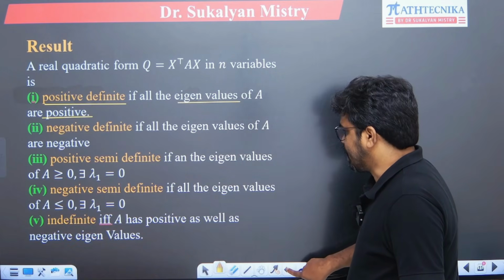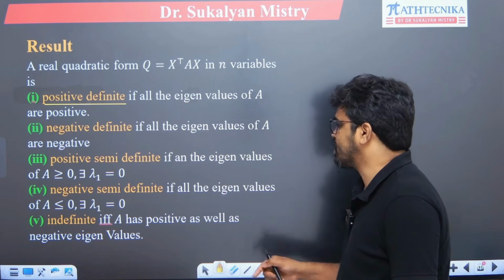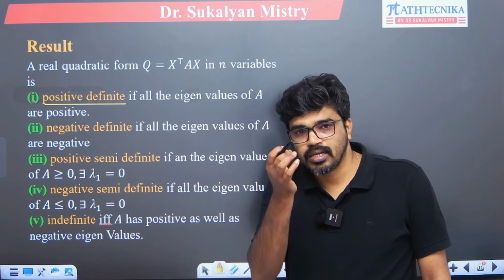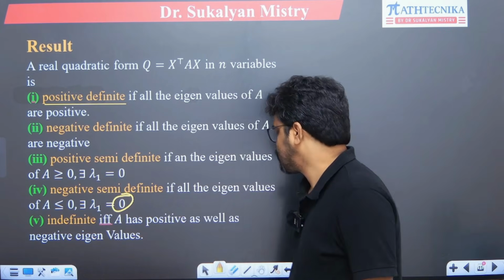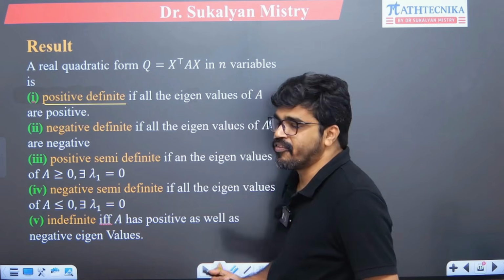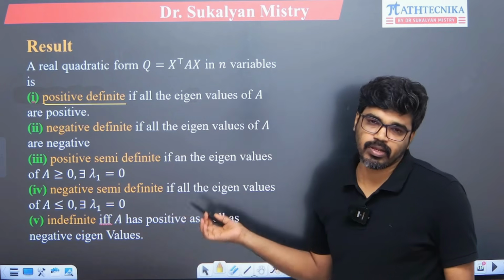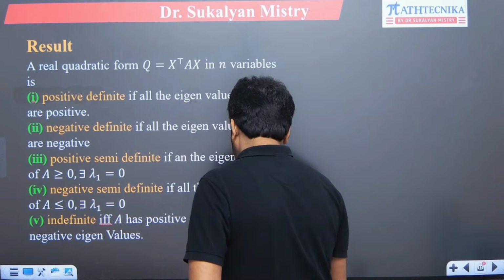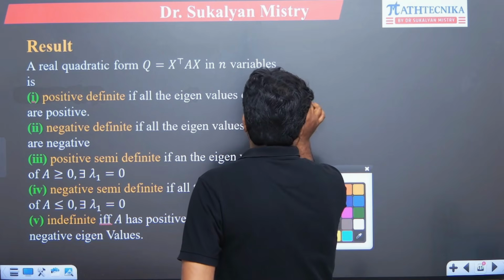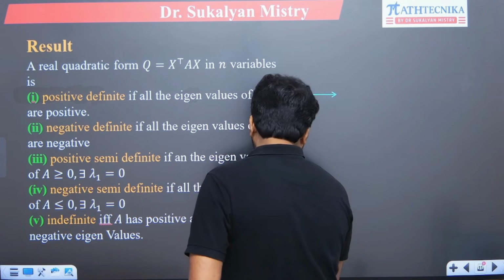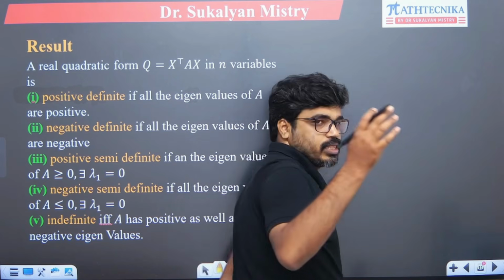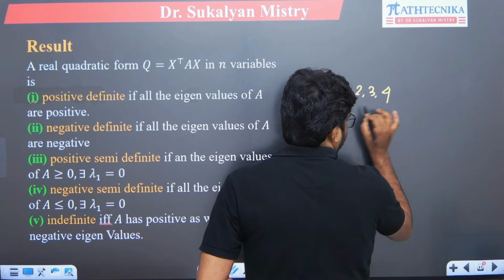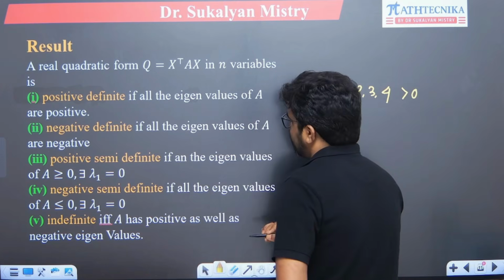Okay, next, what is a negative semi-definite? Negative semi-definite means eigenvalues are negative and there exists one 0 eigenvalue. And indefinite means there is a positive eigenvalue as well as a negative eigenvalue. So positive definite means all eigenvalues are positive. For example, if we have a 3 cross 3 matrix, suppose we get the eigenvalues 2, 3, 4, all eigenvalues are positive, so this is positive definite.